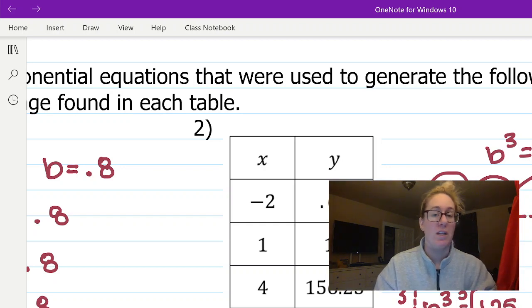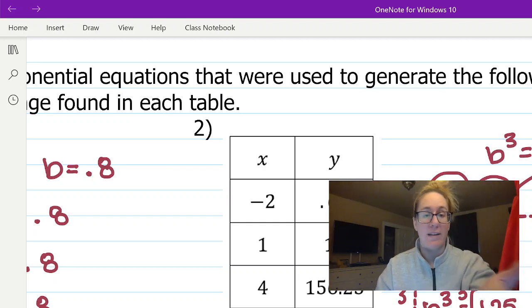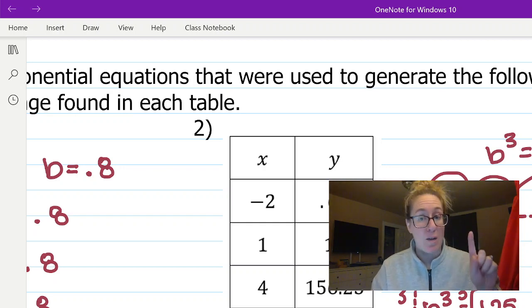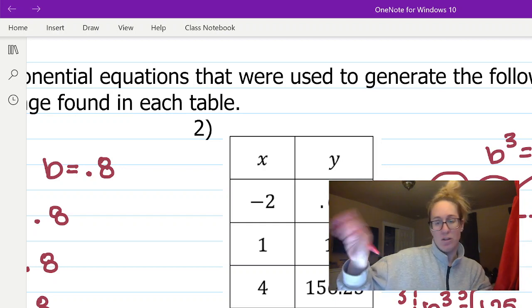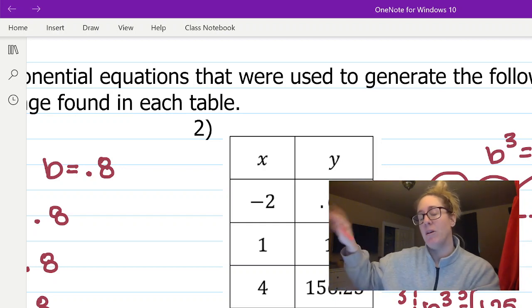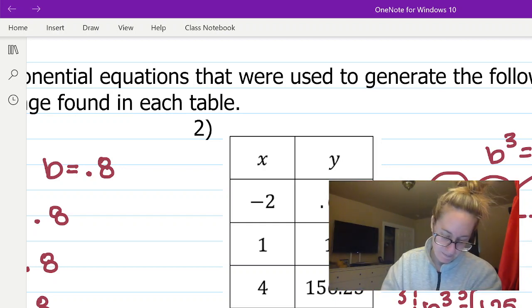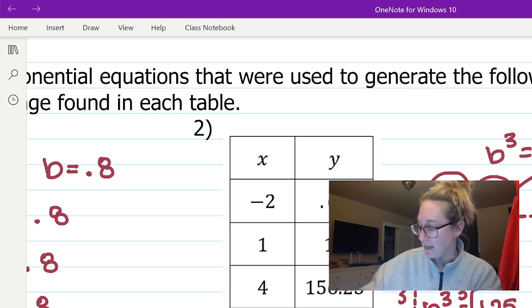Our starting term is going to be our 0 term, when x is 0. We don't have that, but we can find it. We just need to go back by 1. So instead of multiplying by 2.5, I'm going to take 10 and divide it by 2.5, and that gives me 4. So this would be my 0 term.